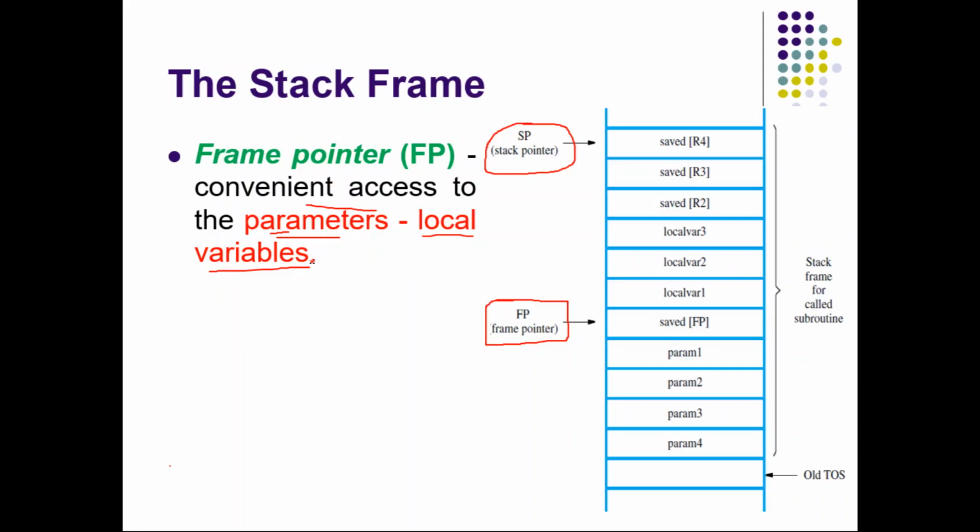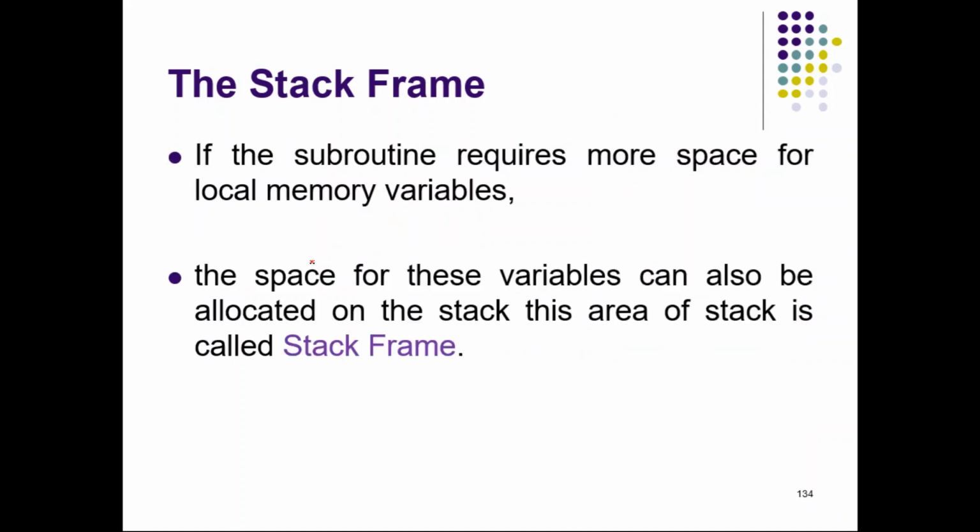So we are going to use another pointer. This other pointer is called the frame pointer. And what is the role of the frame pointer? The frame pointer helps us to conveniently access the parameters and local variables that are getting pushed into the stack when there is a subroutine call. Apart from this, when there is a nested subroutine call, we need more space.